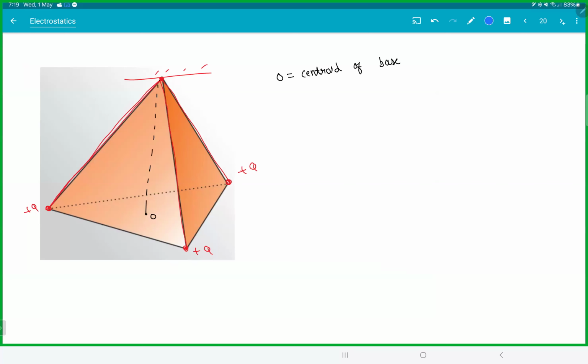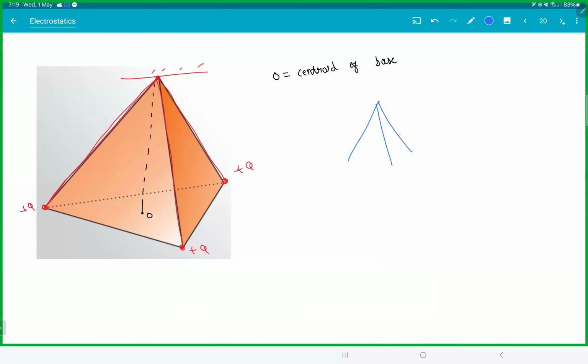Yeah, what you're saying is perfectly right. What if there are n charges? Then the base will be an n-sided polygon. The three-charge case is a special case where the sides actually become equal.